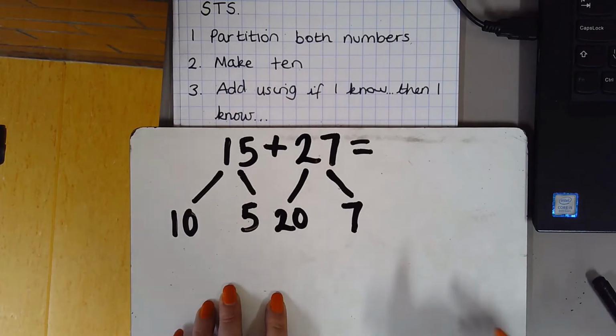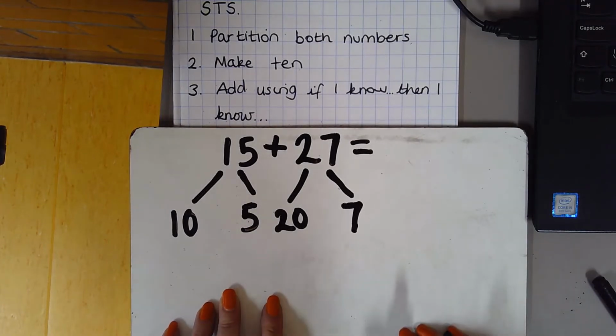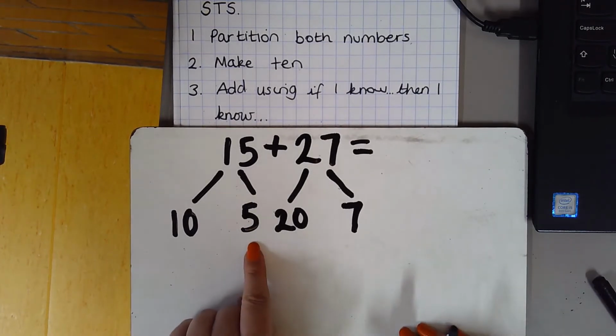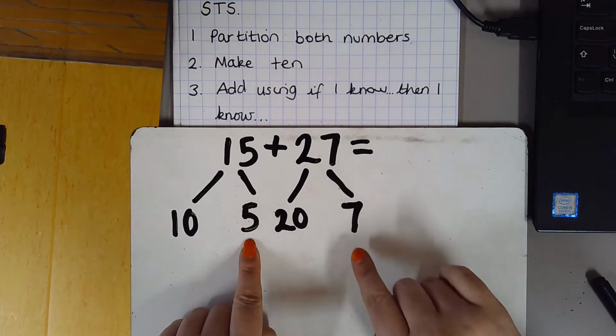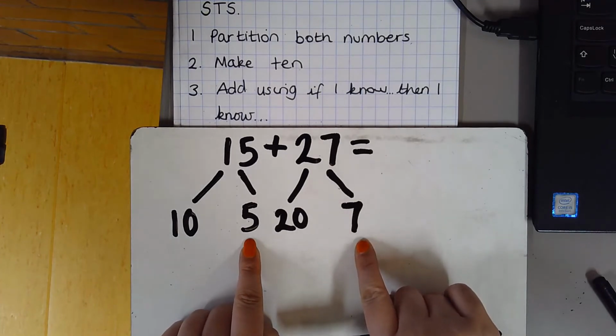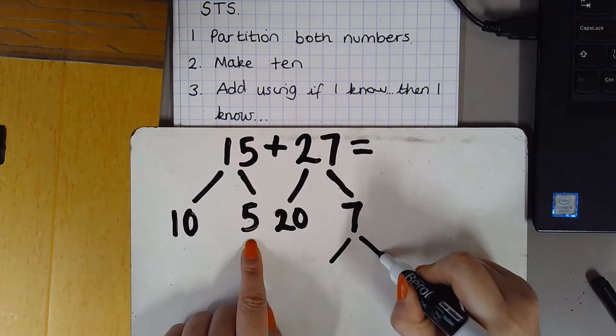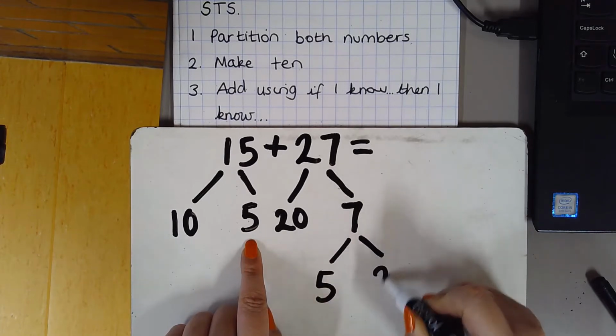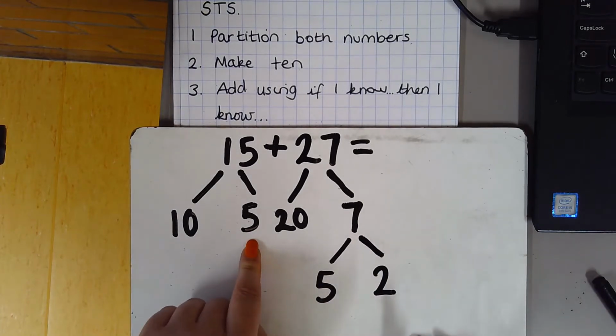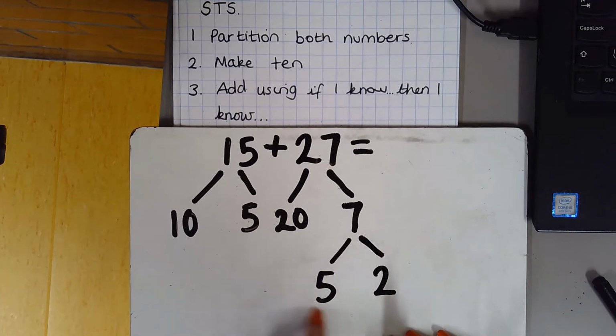Now I need to do something called make 10. And how I do that is I use the first number in my ones and I find out how many more I can use from my second lot of ones to make 10. So 5 add something equals 10. 5 add 5 equals 10. So I partition my 7 into 5 and 2. And I can say that 20 add 5 add 2 equals 27.